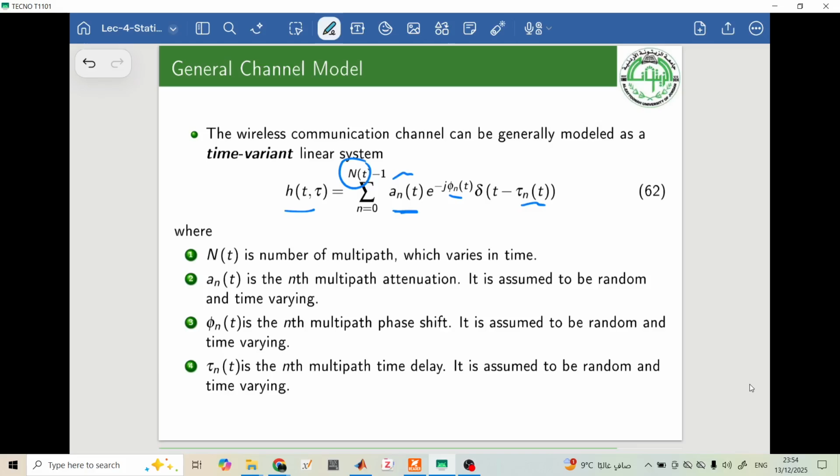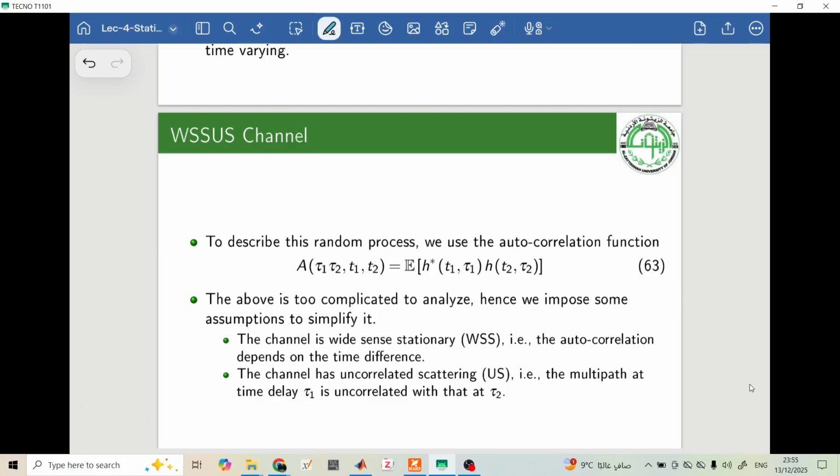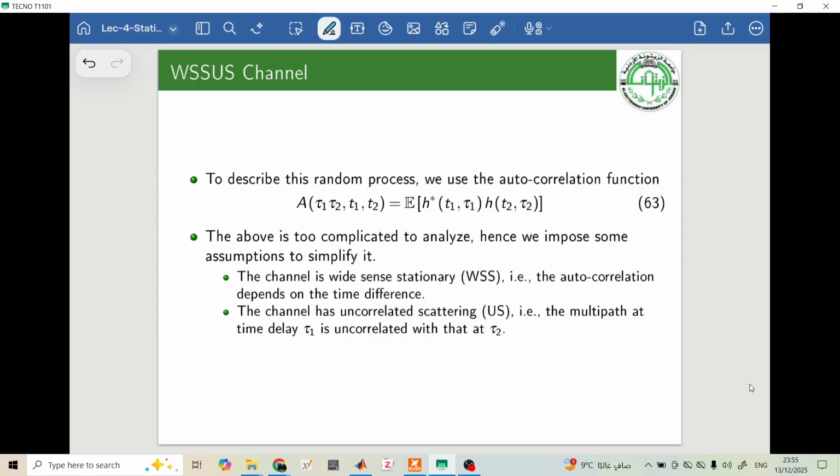This form is a linear time varying system, in contrast to what we are used to, which is a linear time invariant system. This means that this system is linear, but it changes with time. Okay, now to describe the system, we need to address it statistically. So we compute the autocorrelation function of this impulse response, or this system function. As you can see, we have a function with 4 variables: t1, t2, tau1, and tau2. It's too complicated, so we need to assume some simplifying conditions.